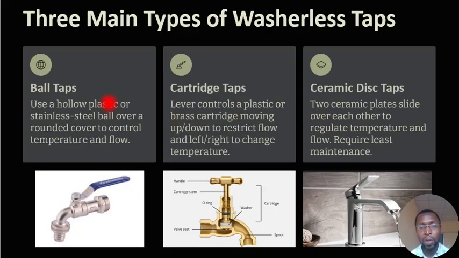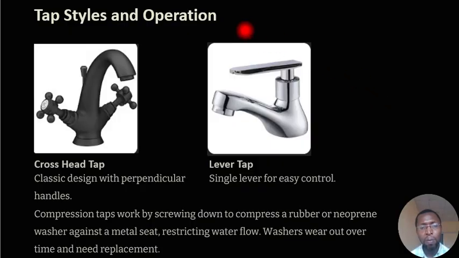So these are the three major types of taps, either ball taps, or the cartridge tap, or the ceramic disc tap. Aside from their types, we also have taps based on their style and the way they operate. We have the cross-head tap, the one where the lever is made up of a cross-head, in the form of a cross, so that the user can easily turn it either clockwise or anti-clockwise. All right, and then we have the lever tap, the one you just pull up or pull down, okay, and then the water either stops or begins to flow.